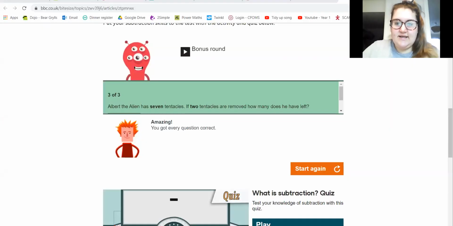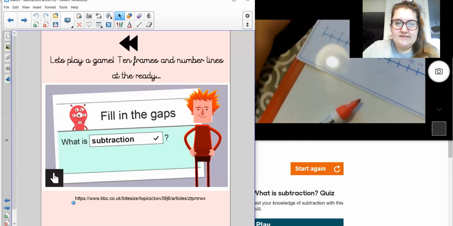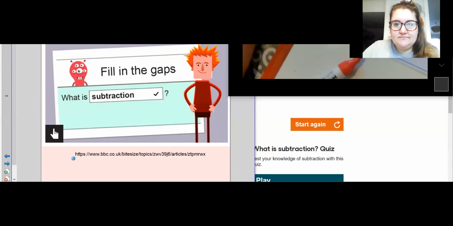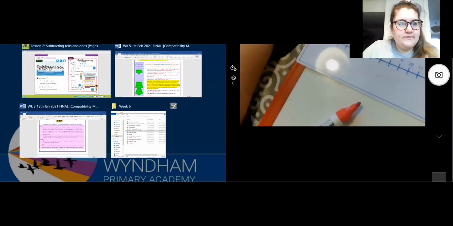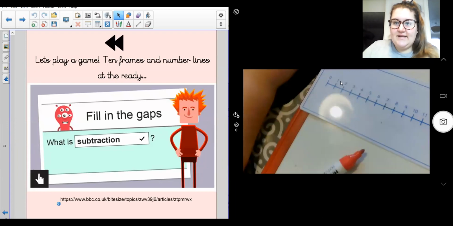Hopefully you will be able to see what I can see. Let's get the slides, put those on that side. Bear with me a second, guys. There we go, that's better. Fabulous. So hopefully you can see what I can see.